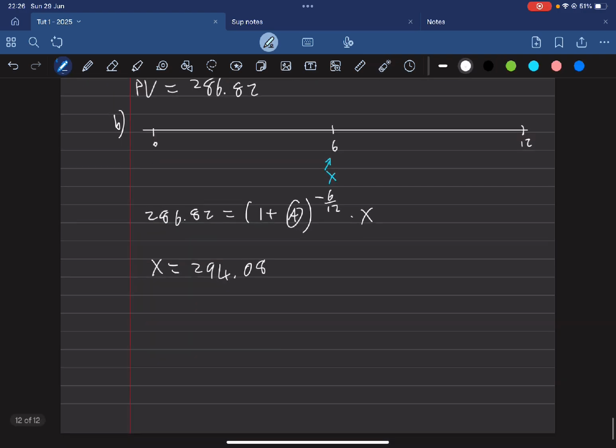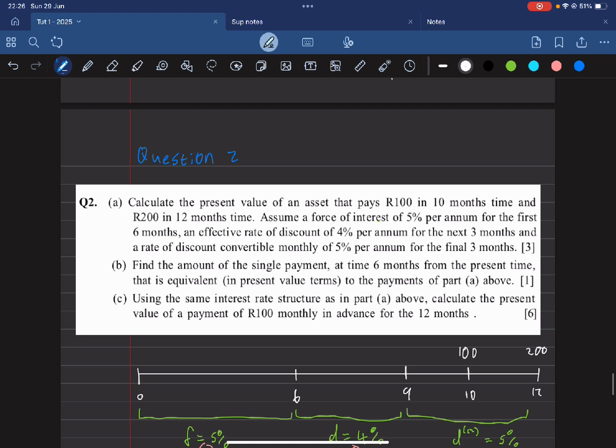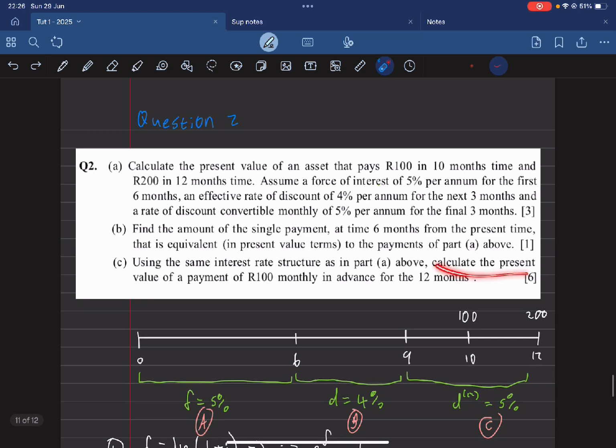Cool, so B is pretty simple. Now let's have a look at C. What does C say? C says, using the same interest rate structure as in A, calculate the present value of a payment of 100 Rand monthly in advance for the 12 months.